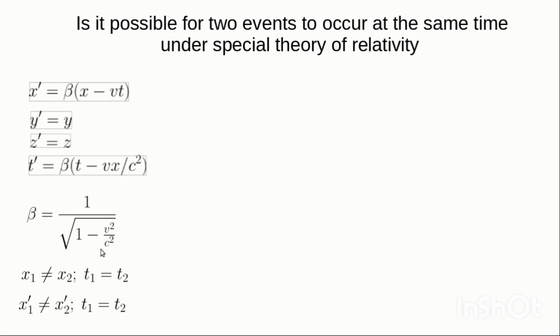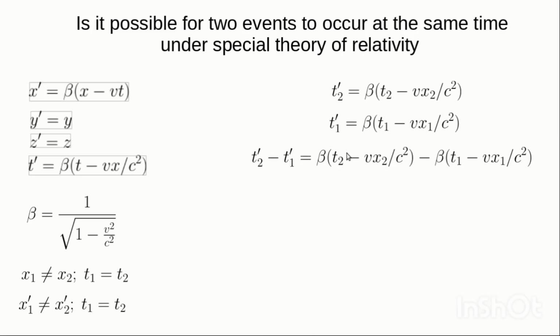For this one is a stationary frame of reference, while this one is a moving frame of reference. Okay, so for a moving frame of reference, we have the time t2 prime given by this, deriving it from this equation. Then for t1 prime, we have this. This t2 is the time for event 2, while t1 is the time for event 1. So if we find the difference between the time of event 2 and event 1, we have this expression, right?